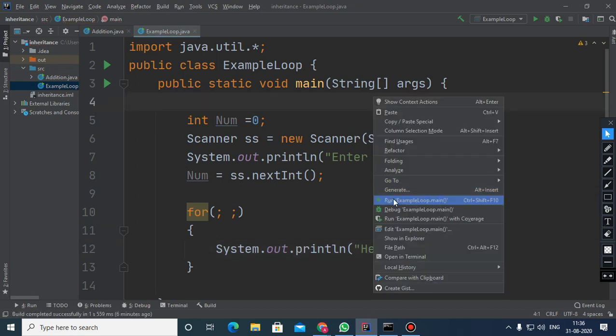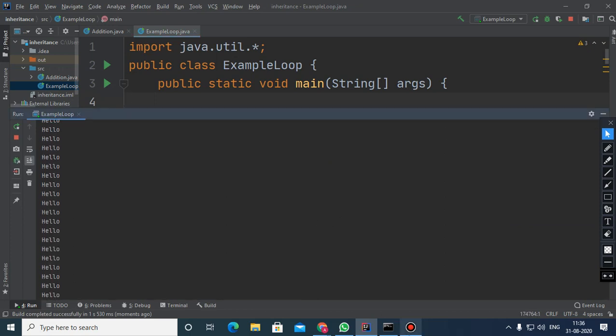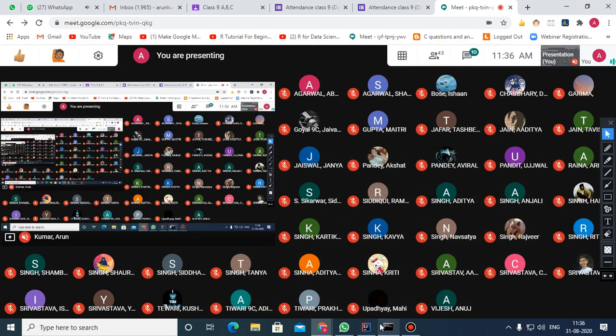This is actually an infinite loop, a never ending loop. You see that every time hello will come and it will keep coming. It is a never ending loop. The output will come like that.